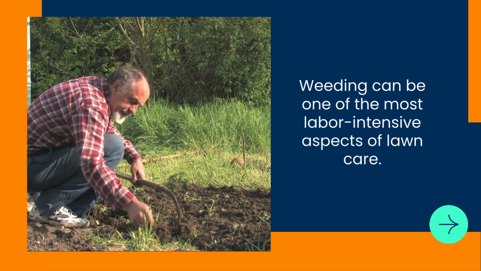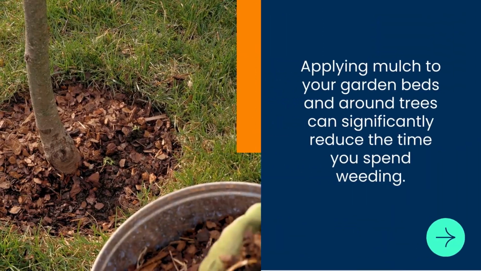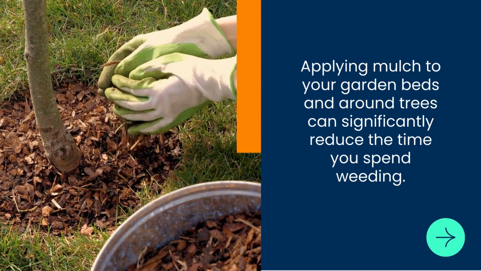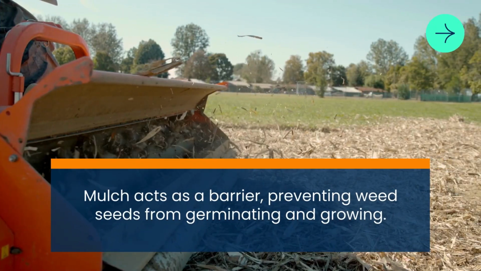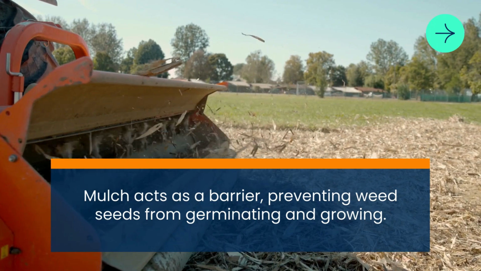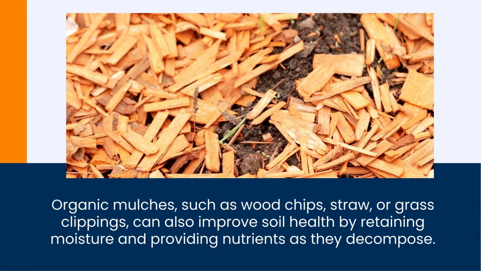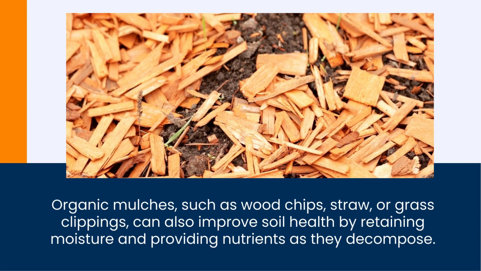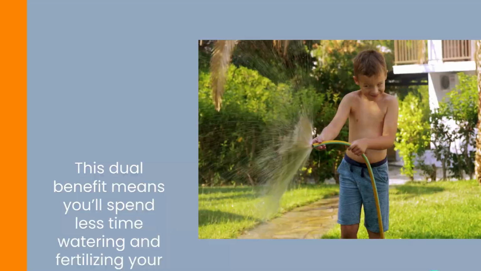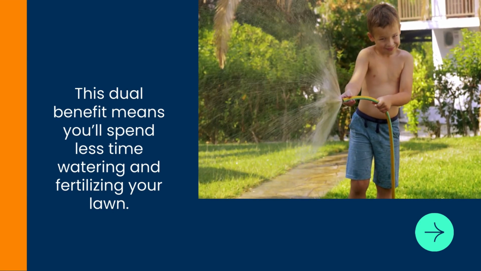Use mulch to reduce weeds. Weeding can be one of the most labor-intensive aspects of lawn care. Applying mulch to your garden beds and around trees can significantly reduce the time you spend weeding. Mulch acts as a barrier, preventing weed seeds from germinating and growing. Organic mulches such as wood chips, straw, or grass clippings can also improve soil health by retaining moisture and providing nutrients as they decompose. This dual benefit means you'll spend less time watering and fertilizing your lawn.